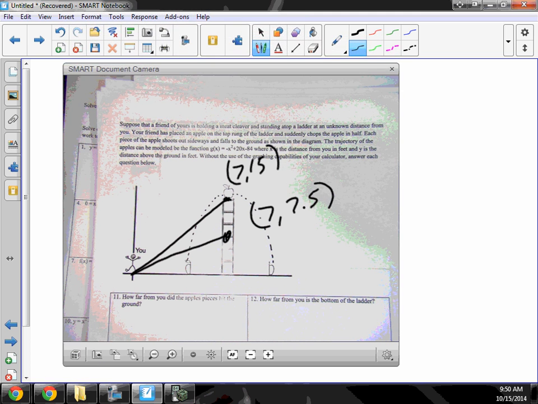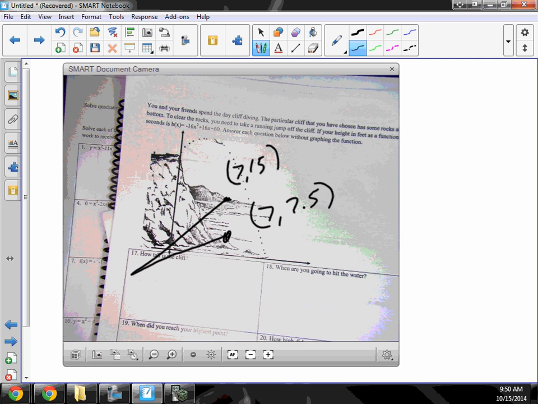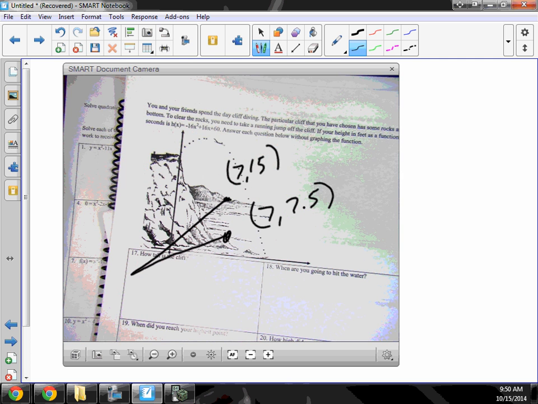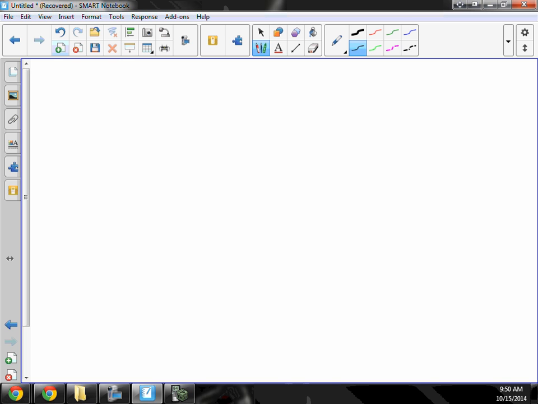Okay, turn the page. We need to talk a little physics. Let's suppose that you and all your friends, all 3 of them, went cliff diving.